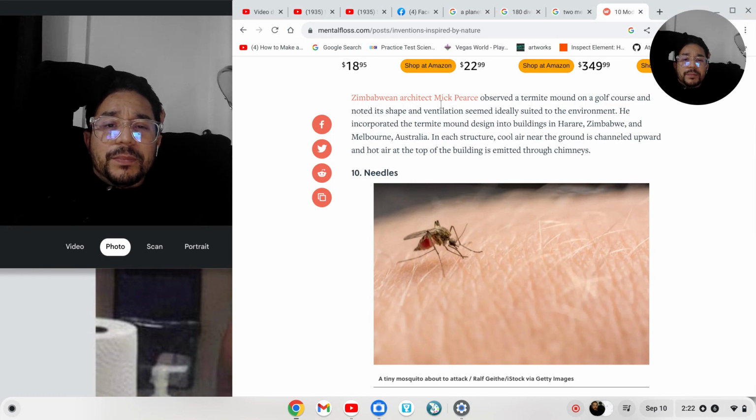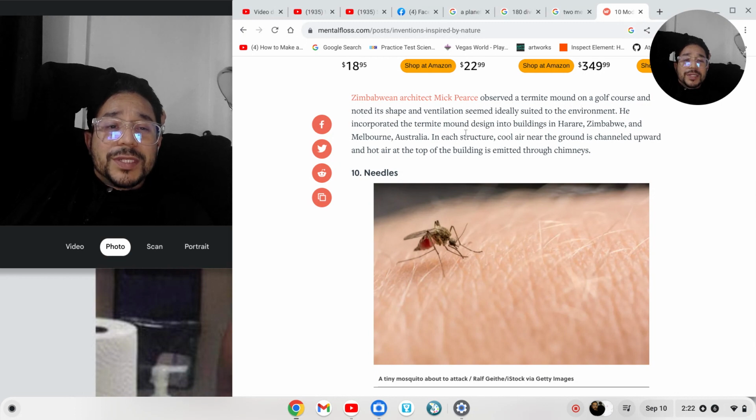Zimbabwean architect Mick Pierce observed a termite mound on a golf course and noted its shape and ventilation seemed ideally suited to the environment. He incorporated the termite mound design into buildings in Harare, Zimbabwe, and Melbourne, Australia. In each structure, cool air near the ground is channeled upward, and hot air at the top of the building is emitted through chimneys.